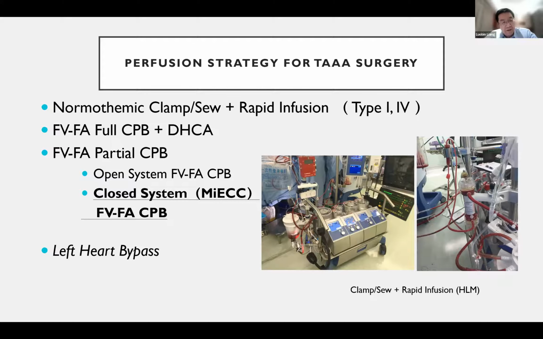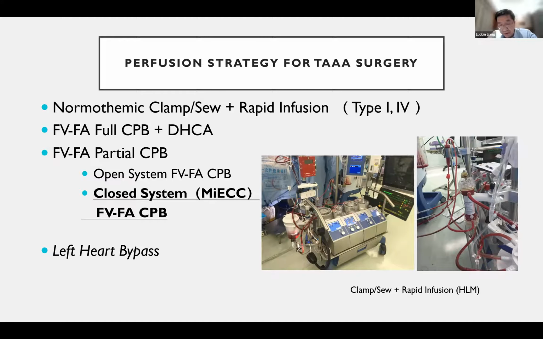For type 2 or type 3, the thoracoabdominal aortic aneurysm involves a broader area, so we can use either a full cardiopulmonary bypass with deep hypothermic circulatory arrest, or some kind of partial cardiopulmonary bypass, either using an open system with femoral vein and femoral artery cardiopulmonary bypass, or a closed system like a MEAC system for femoral vein and femoral artery cannulation. Also, you can use a left heart bypass. Some centers use a left heart bypass as well.